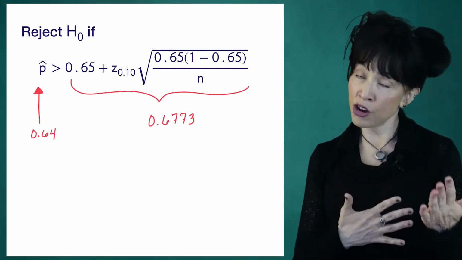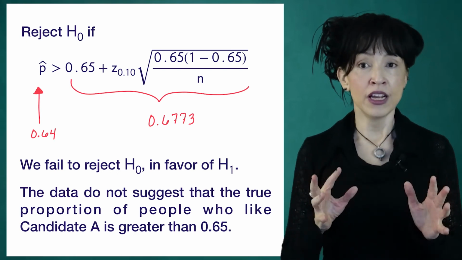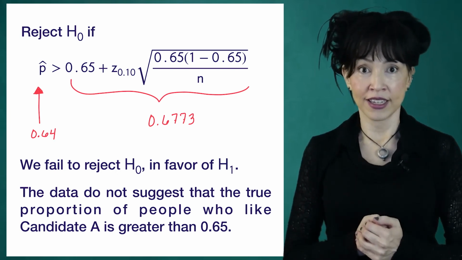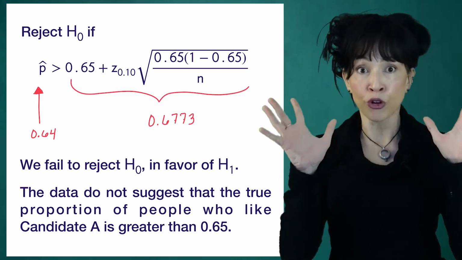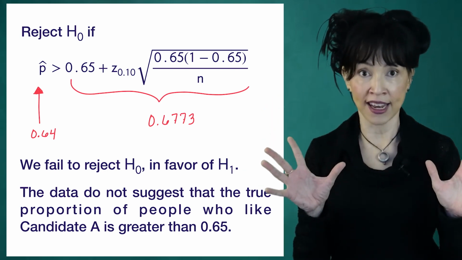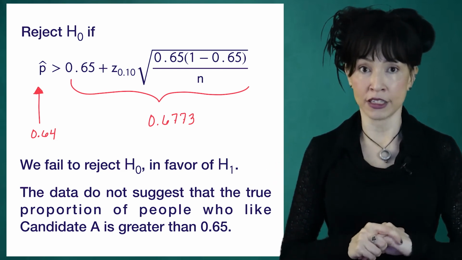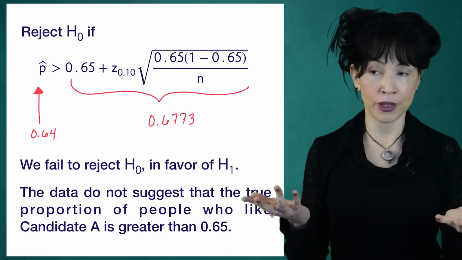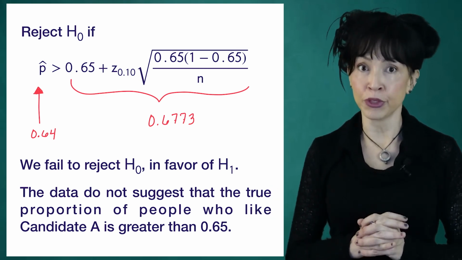And the bring it on home is go back to the context of the problem. The data here does not suggest that the true parameter p, the true proportion of the overall country population that prefers candidate A, is greater than 0.65. So we're going to stick with the null hypothesis that that true proportion is less than or equal to 0.65.